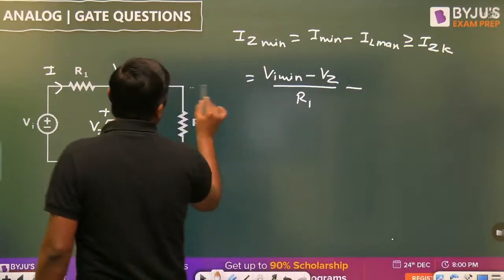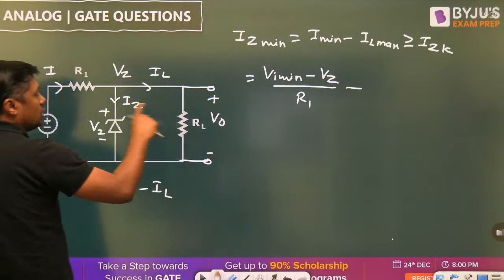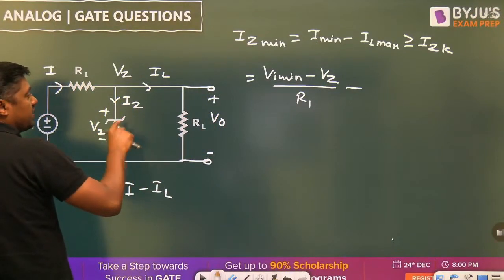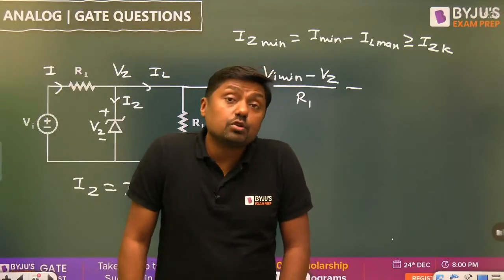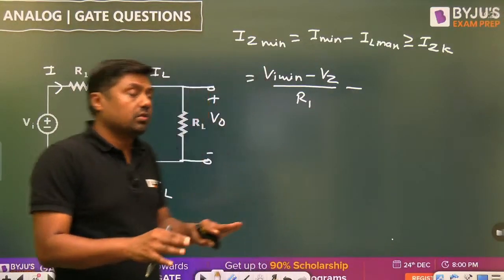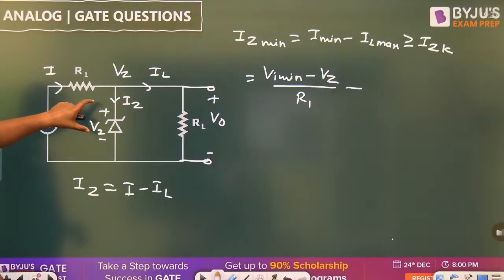This voltage is under regulation. This voltage is V0. V0 is equal to VZ because that Zener diode is in breakdown region. Always remember, for the full range of VI and for the full range of RL, the Zener diode should be in breakdown region. That is called on state. So V naught means Vz.